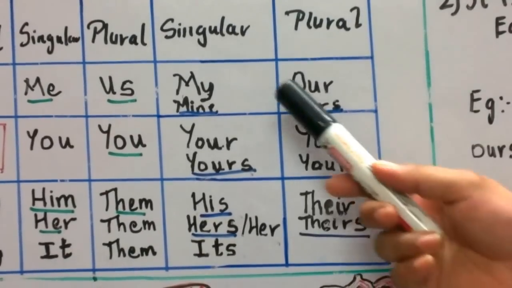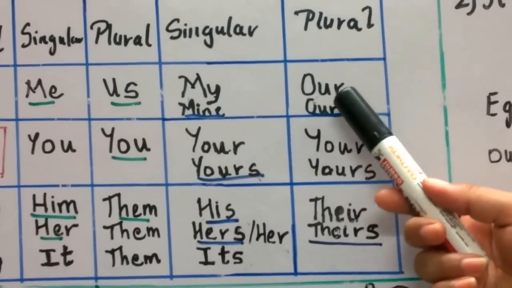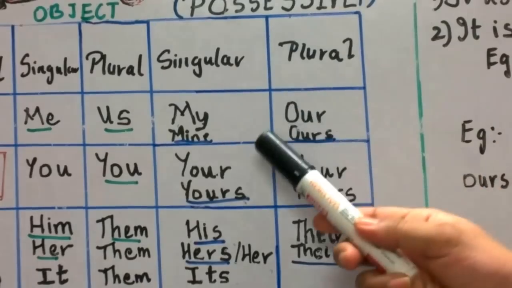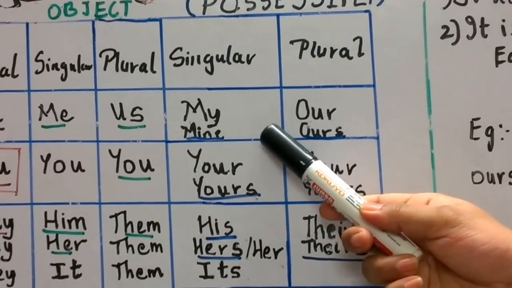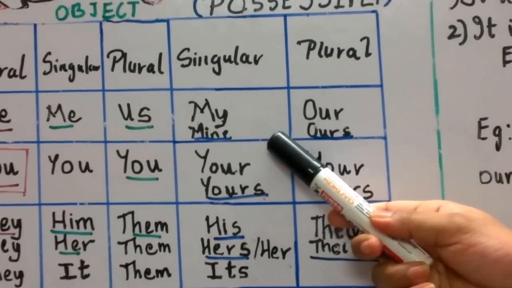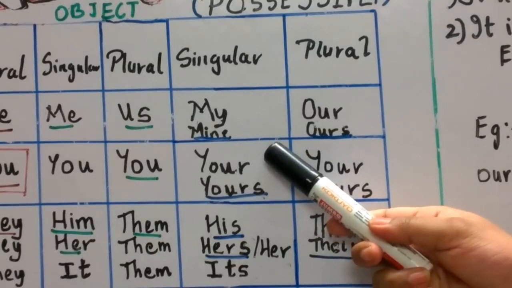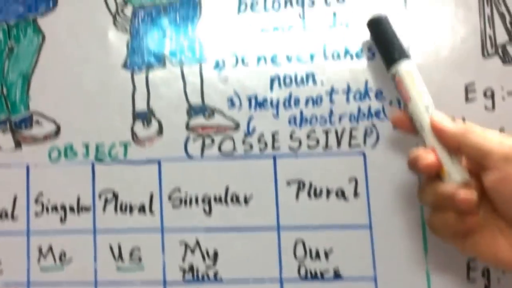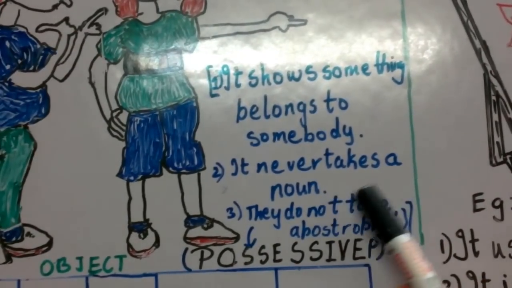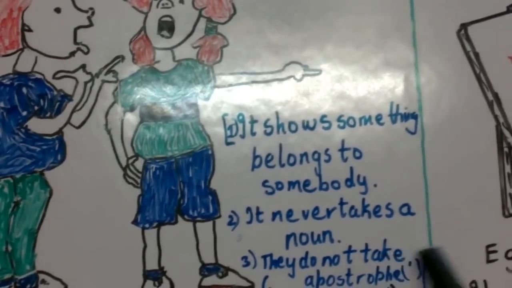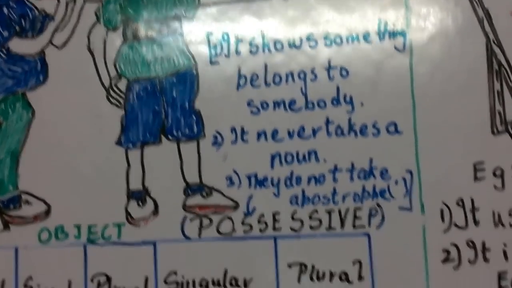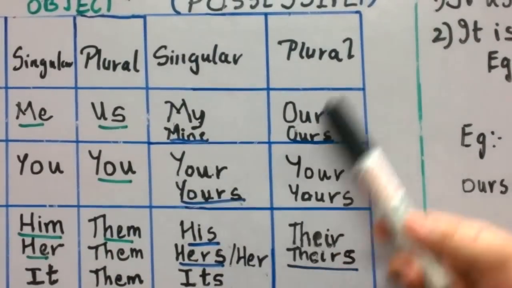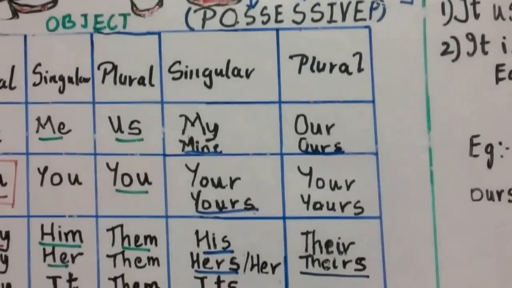For example, I say this is my book. It is followed by the noun book. Here the noun will be missing. In a possessive pronoun, the noun will be missing. Suppose I say this house is ours, this bedroom is theirs. So all these are possessive pronouns. So always remember that a possessive pronoun shows something belongs to somebody. It never takes a noun, and they do not take an apostrophe. We do not add any apostrophe mark on yours. You have to write simply your and s. So these are all about possessive pronouns.